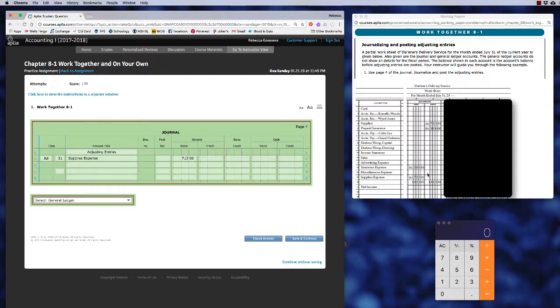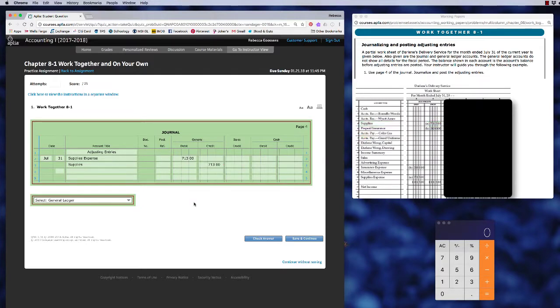I need to do the corresponding A, and this time it's a credit since I did the debit. So I'm going to be in my credit column. Here's my corresponding A for supplies. So I would type out supplies. I've already got my debit. This should be a credit, 713.